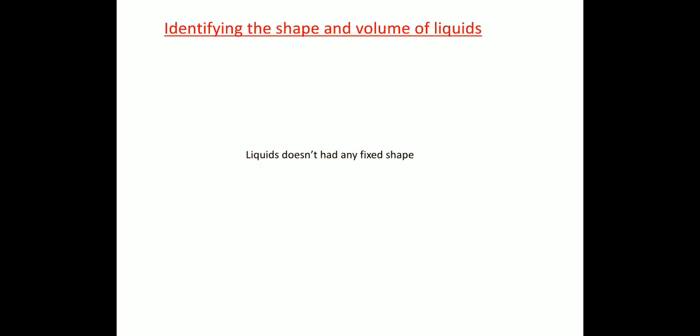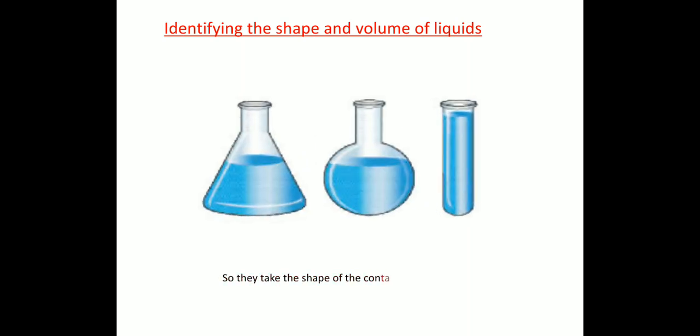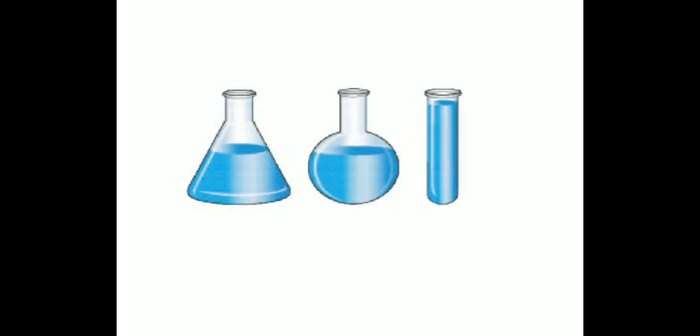Identifying the shape and volume of liquids. Liquid doesn't have any fixed shape, so it takes the shape of the container in which it is. For example, if I pour the water into this flask, it will take the shape of the flask. The shape of the water will be the same as the flask. If I pour the water into this flask, the shape of the water will be the same as this flask.